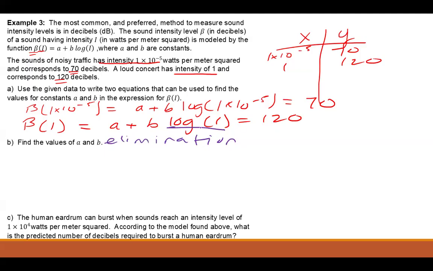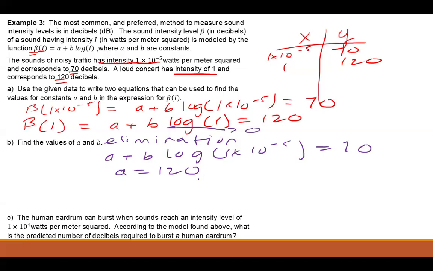Okay. So 10 to what power equals 1? 0. So therefore, if I see log of 1, I know that is 0, which means that it eliminates this b for me. And I automatically know what my a is. Does that make sense? So here, that eliminates. So this becomes a plus b log of 1 times 10 to the negative 5 equals 70. And this becomes a equals 120. And that's because log base of 1 is 0.